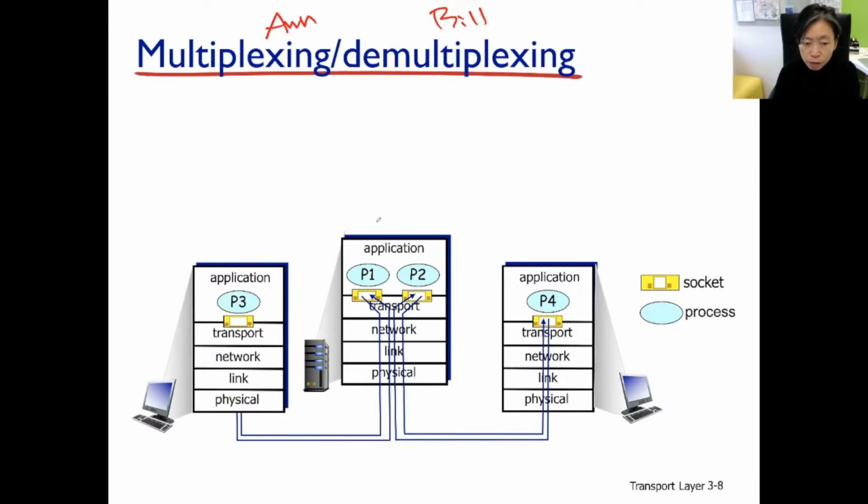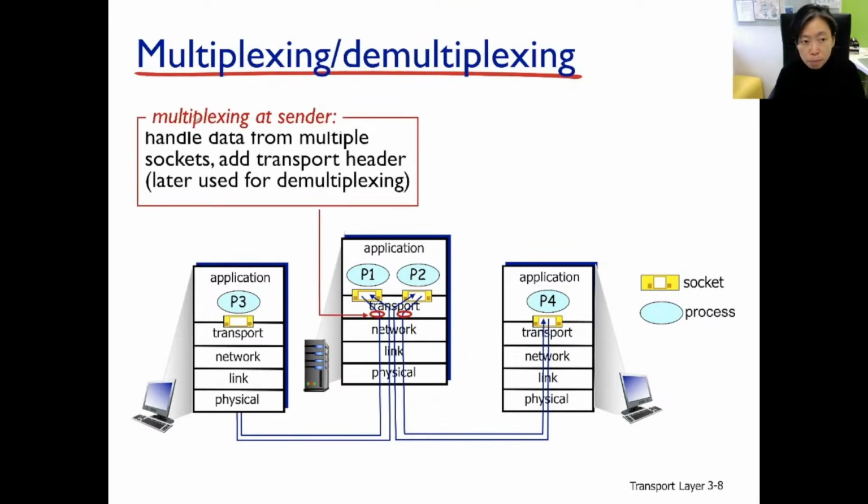Right? So if we focus on this example below, this guy in the middle is a big server machine. There are multiple processes running. You see here, P1 is sending a message out. P2 is also sending a message out. The transport layer on the server is doing this multiplexing.